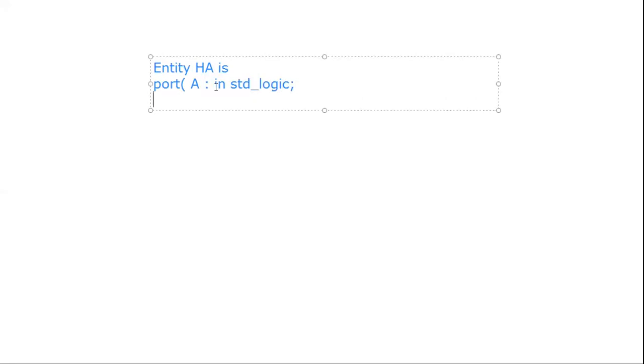So next malli em cheyali, ippudu second signal define cheyali. So B, what is the mode of the signal B, in, and then the type of the signal std_logic, and end with the semicolon. Each signal must be terminated with the semicolon. Colon is to distinguish the signal name and the mode, and the semicolon is to terminate the signal. So now we have defined A and B, 2 inputs are defined here.